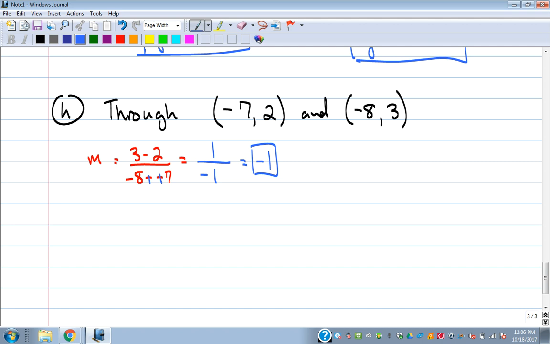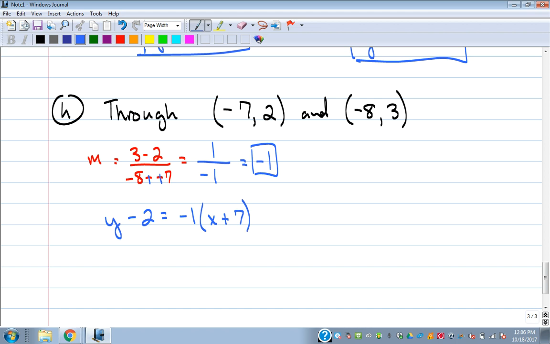Which ordered pair do we want to use? First one's fine. Neither one's any easier than the other one. So just pick one. So y minus 2 equals -1, and then what's in the parentheses? x plus 7. Yeah, let's go ahead and make it x plus 7 because of the double negative there. Okay.